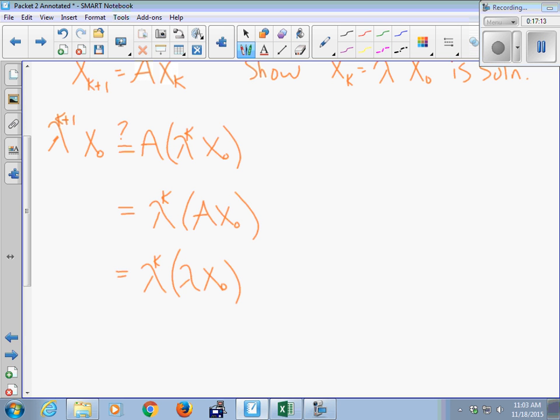Yep. What's λ^k times λ? λ^(k+1). When you multiply like bases, you add the exponents, so you get λ^(k+1) x_0, which is the left side of the equation.